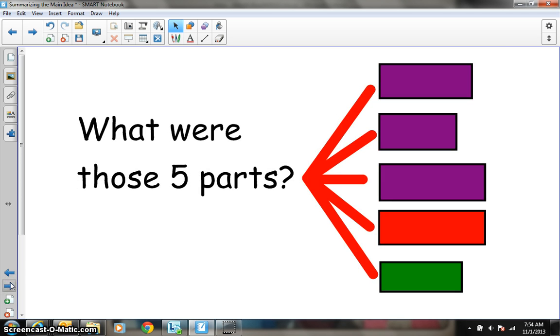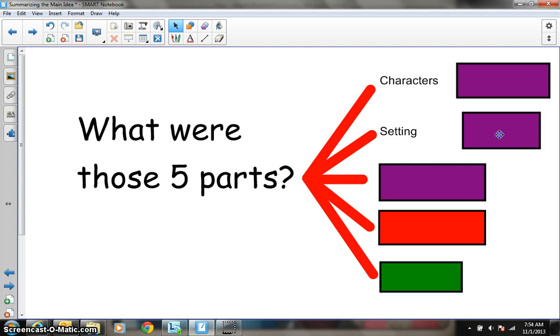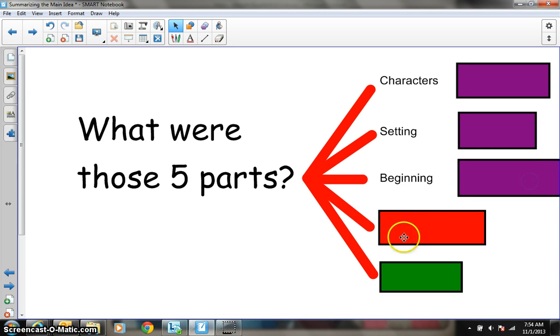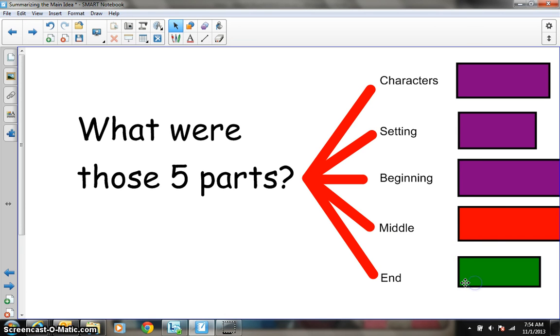So what were those 5 parts? The characters, the setting, the beginning, the middle, and the end. The reason why the characters, the setting, and the beginning were all covered with a purple box is to show you that generally we find out about the characters and the setting in the beginning of a story.